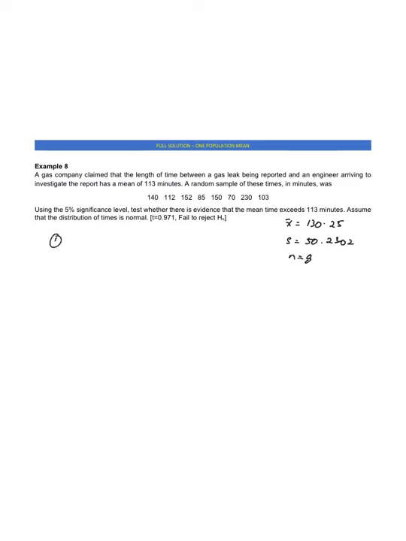Okay, now construct the H naught and H1. So we want to test on the mean, whether it exceeds 113. So H naught is mu equals 113 versus mu greater than 113. So this one is right tail.